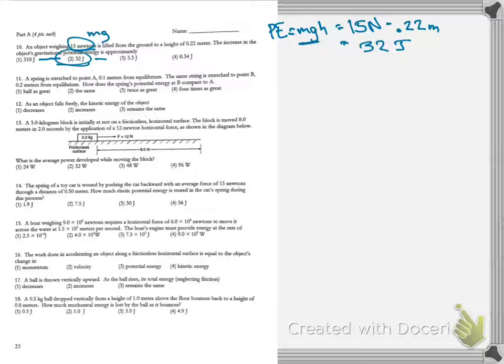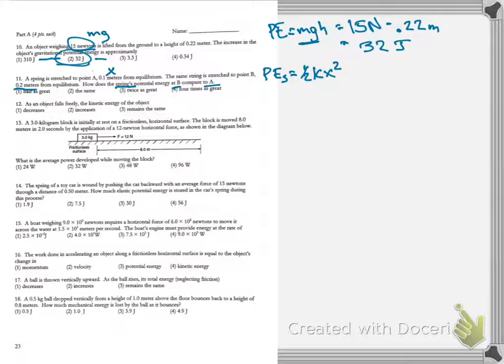A spring is attached to point A, 0.1 meters from equilibrium. So that would be your x. The same spring is stretched to point B, which is 0.2 meters from equilibrium. How does the potential energy at B compare to A? Again, you look at the relationships here, which is the equation.